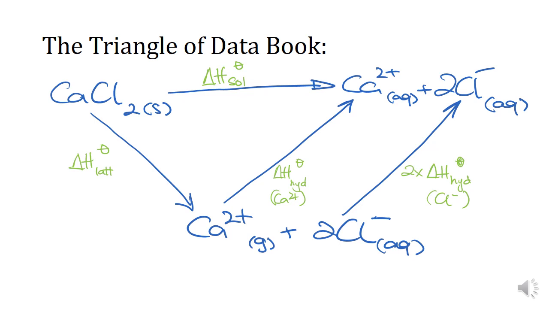So if, for example, you're asked to find a delta H of solution for something where you don't have the delta H sol in the data book, but you do have a lattice enthalpy and a delta H of hydration, you can work it out. This is a Hess's cycle using the information that we have been accessing to create our Born-Haber cycles. So this is why I've called it the triangle of Databook. So if I've got my hydrations and my solution but not my lattice enthalpy, I can work it back that way as well.